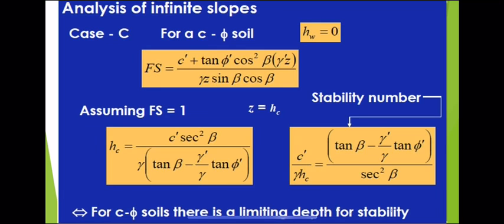When we are going to find out the stability number, Ns is equal to cu by Fc gamma H. When we are equating with this equation, c dash by gamma H is equal to tan beta minus gamma dash by gamma tan phi dash by secant square beta. For a c phi soil, there is a limiting depth for stability.